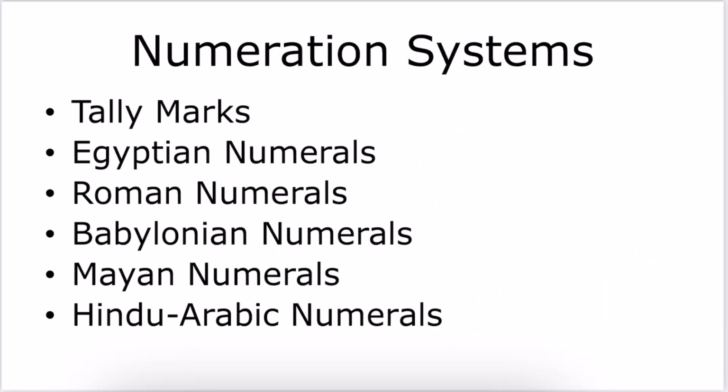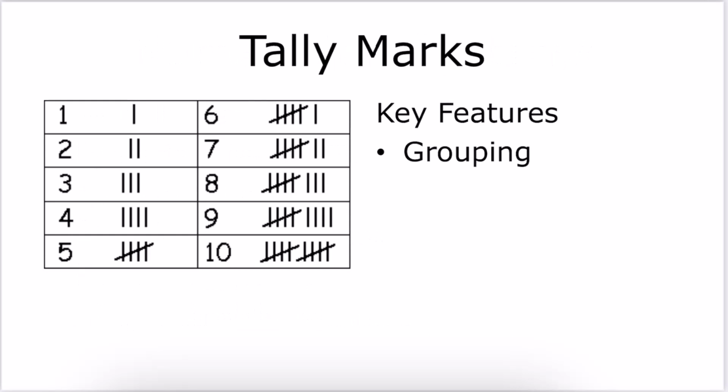So the next thing we're going to talk about are some of the different numeration systems that have been used throughout history. Because what we currently use to represent the ideas of numbers is not the only way that humans have done it. Because if you think about it, there's lots of different civilizations that have existed, and these different civilizations have come up with different methods for representing the ideas of different amounts. So the first thing we've got are tally marks.